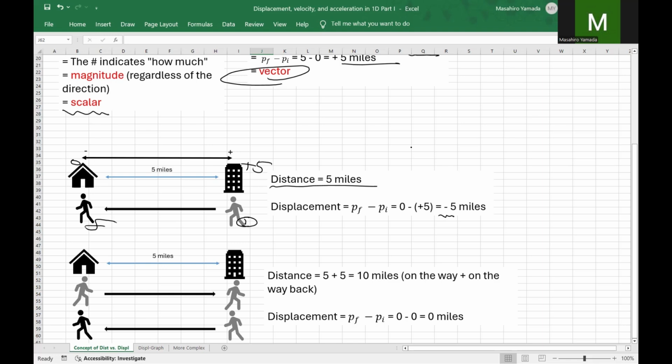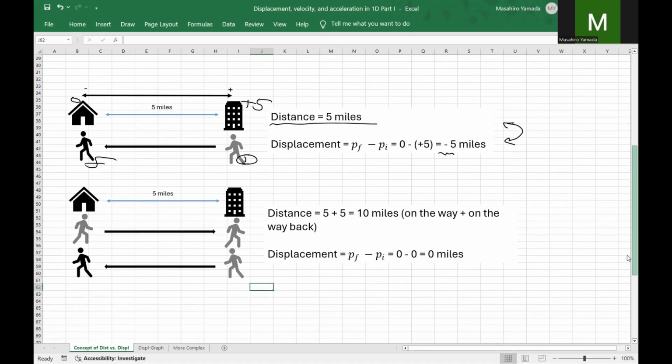So in this particular example, it gives you different information between distance and displacement, although the first example gives you the exact same information. Now, you can not only understand the magnitude, but also this negative indicates he was moving from right to left. Okay, let's work on another example.